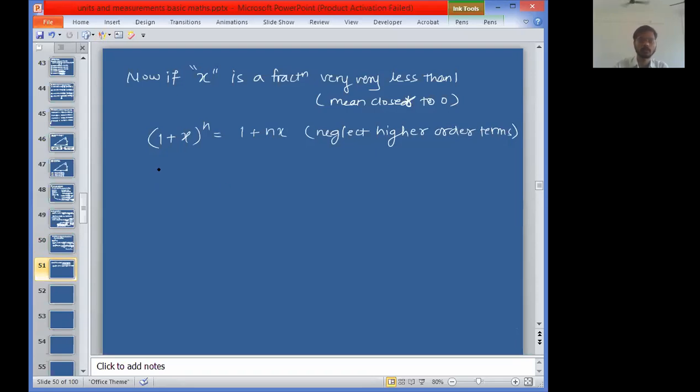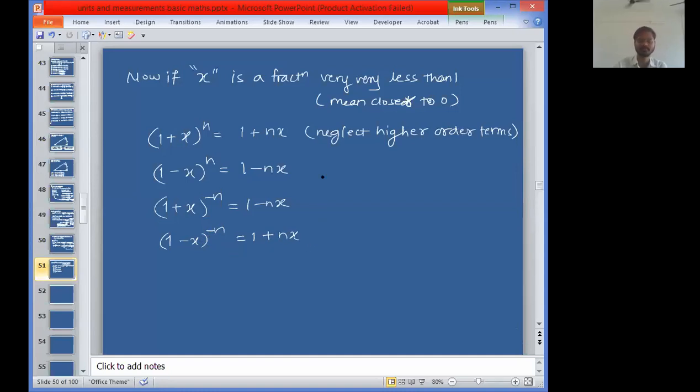Fine sir, what if we have 1 minus x raised to n? Can I write 1 as it is, and multiplication of these two, n into minus x, minus nx. Sir, what if we have 1 plus x raised to minus n? Again 1 as it is, multiplication of these two, minus n into x, minus nx. Okay sir, what if we have 1 minus x raised to minus n? Again multiplication of minus n and minus x, that will become plus nx.